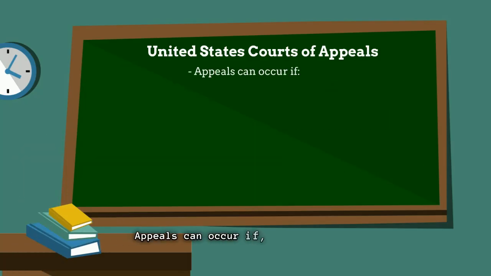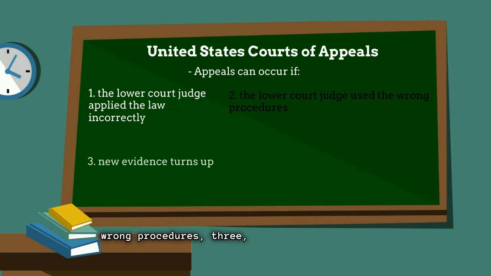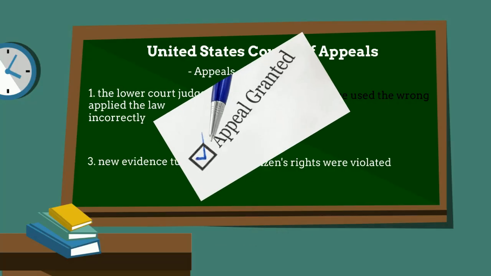Appeals can occur if 1. The lower court judge applied the law incorrectly, 2. The lower court judge used the wrong procedures, 3. New evidence turns up, or 4. A citizen's rights were violated.